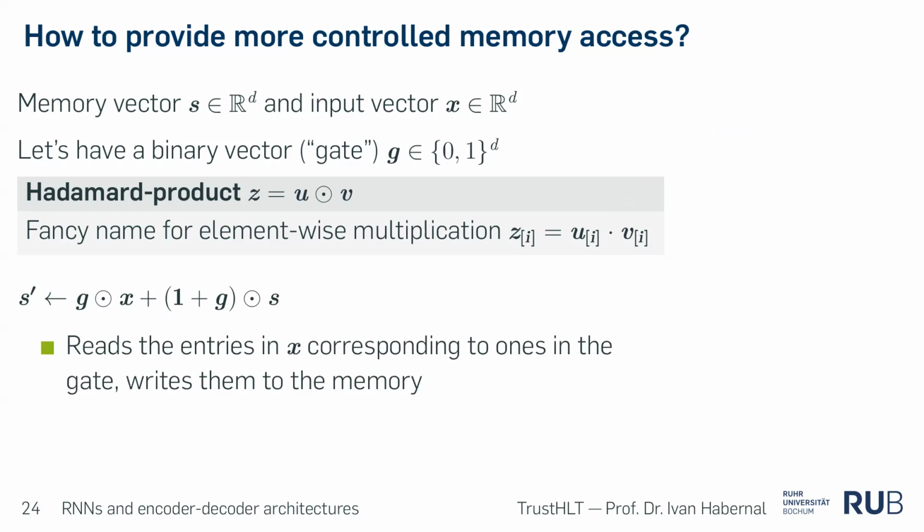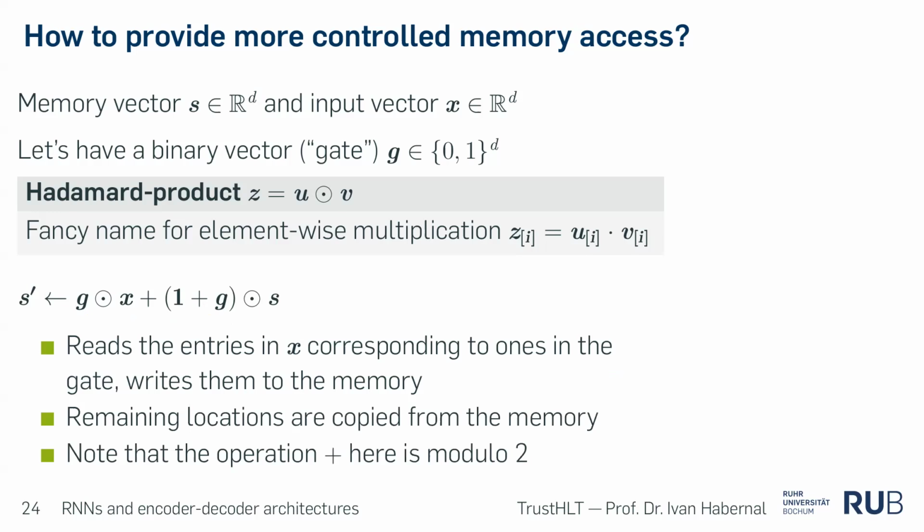So it reads the entries in the X corresponding to ones in the gate, right? If we multiply only by ones, then everything where the gate is 0 will be forgotten, and all the other positions will be kept from the memory. An important operation here is modulo 2, and you will see why.